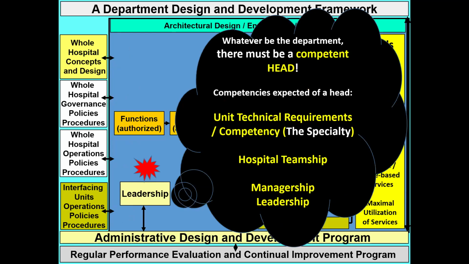So let's start with this box here, leadership. Whatever be the department, there must be a competent head with at least the following general minimum competencies. Unit technical requirements or competencies on the specialty. Each department is usually made up of a particular specialty, so the head must have a competency on that particular specialty. Hospital teamship means knowing how to play as a team, okay? Then managership and leadership. Those are the 4 minimum requirements.